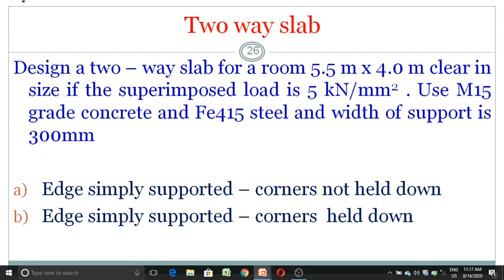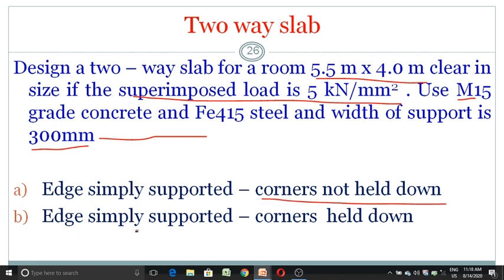So let us start our two-way slab example. Here we have to design a two-way slab for a room of 5.5 meters by 4 meters in clear size, with a superimposed load of 5 kN per meter square acting on it. Use M15 grade concrete and Fe415 steel, and the width of the support will be considered as 300 mm. The same problem may be used for design of edges simply supported with corners not held down, and edges simply supported with corners held down.